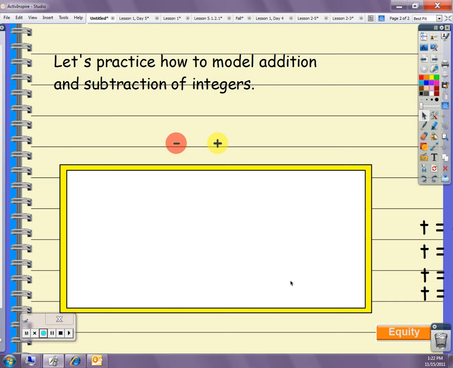We're starting off with our equation mat where we will use the negative counters and the positive counters to represent and model how to complete the equations successfully. Looking at our first equation, we can see that t equals -4 plus -3.